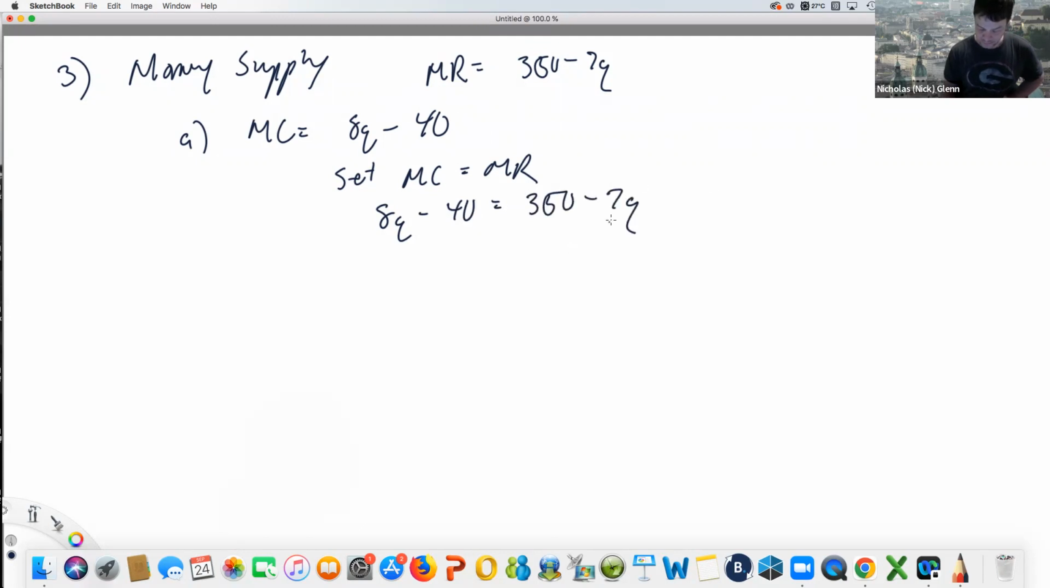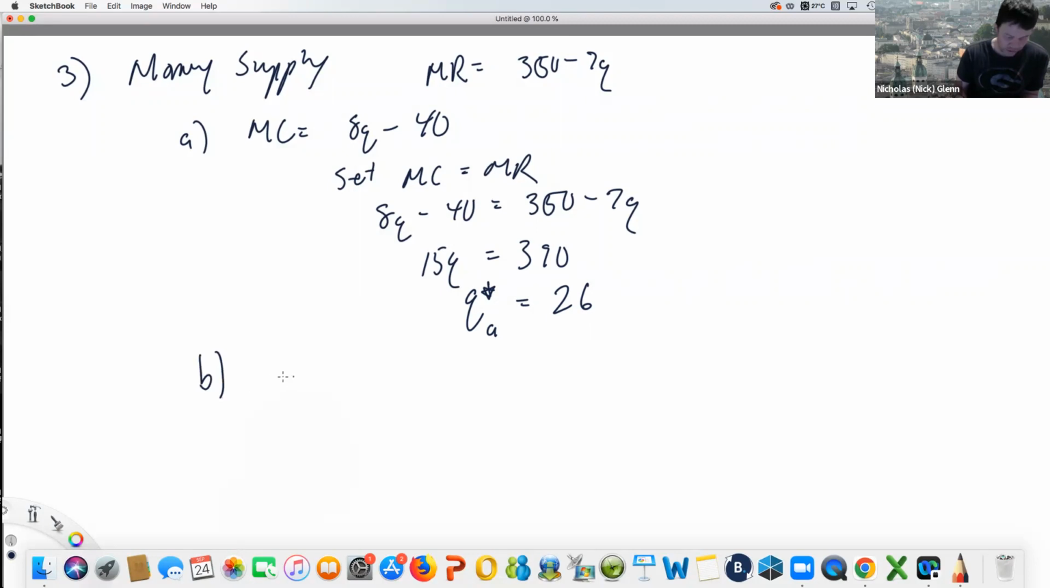So we add 7Q to both sides, and we get 15Q. Add 40 to both sides, and we get 350 plus 40, which is 390. So the equilibrium quantity of money for A here is going to be 390 divided by 15. That's going to be 26. Okay. So what about part B?